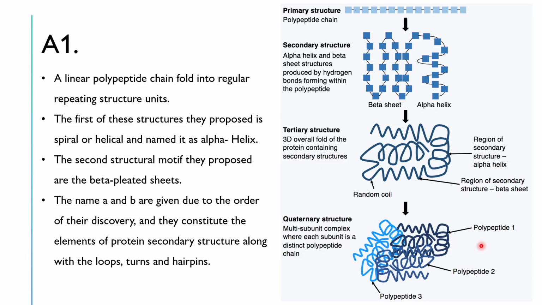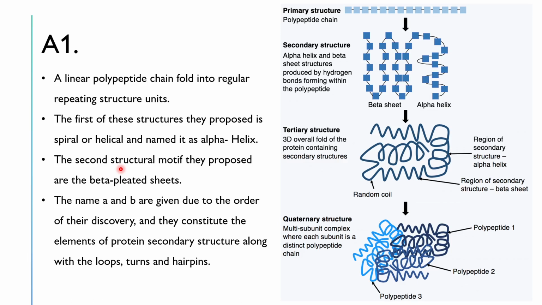A linear polypeptide chain folds into regular repeating structural units. The first of these structures that the scientists proposed is spiral or helical, and they named it alpha helix. Second, they proposed another structural motif and named it beta pleated sheets. So why is there alpha and beta? It's just the order of their discovery. And they constitute the elements of protein secondary structure along with loops, turns, and hairpins.